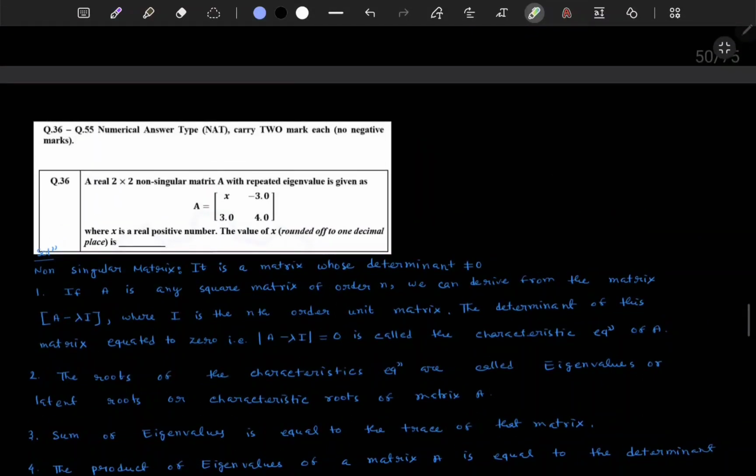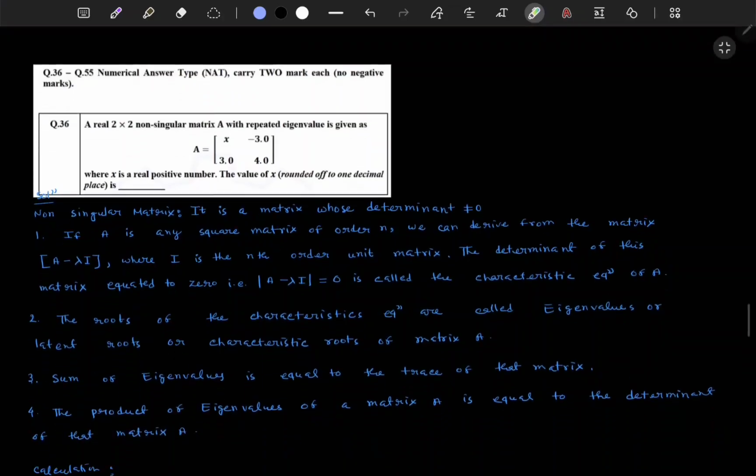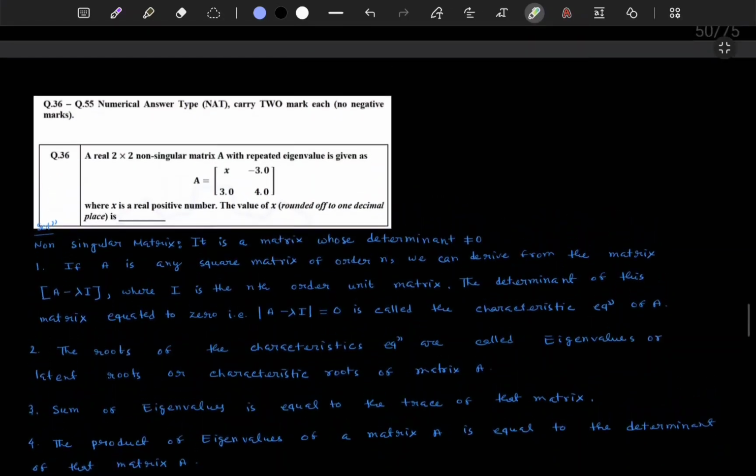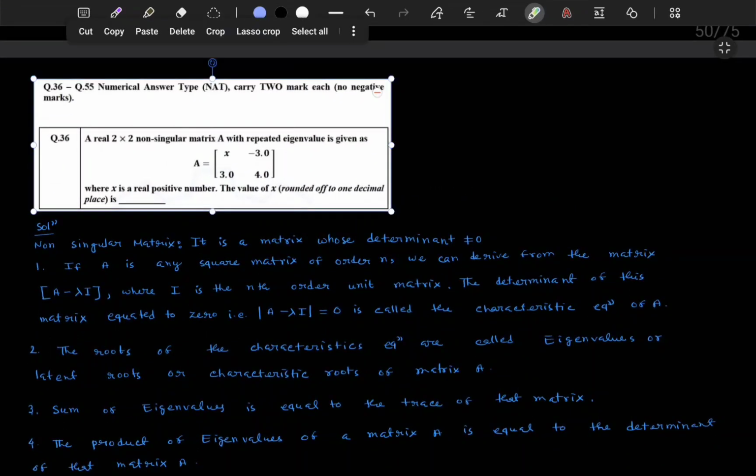Now moving on to the next question. These are the NAT type. Now, a real 2 cross 2 non-singular matrix A, the repeated eigenvalue is given like this. So where x is a real positive number, the value of x we need to find out.